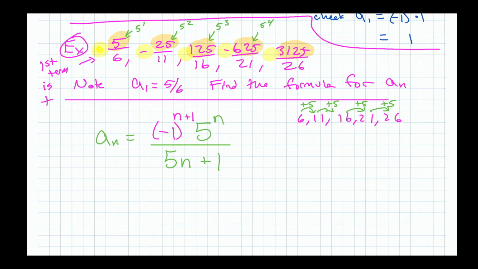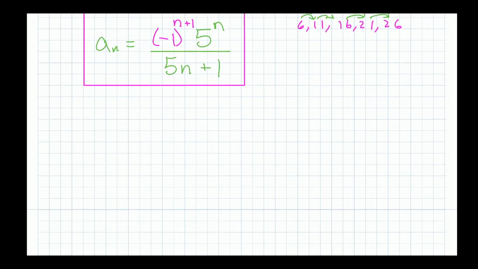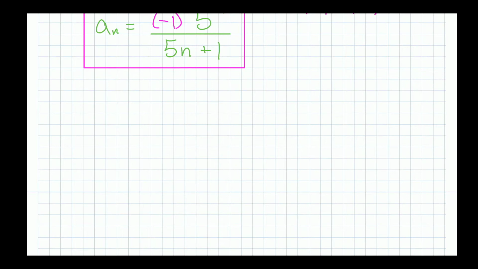So I did everything now. It alternates sign. The top's powers of 5s. The bottom counts up by 5. And that's everything it needs to do. So that's my answer. Okay. So that's how you do those. You need to recognize certain patterns. Let's try another one. Maybe it'll go faster.